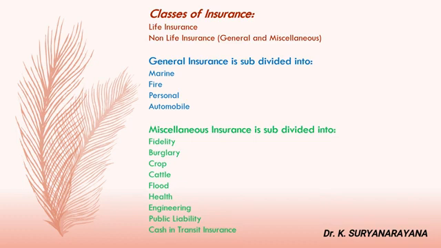Instrumental for capital formation. Insurance companies collect the idle savings of the people in the form of insurance premium and invest them in shares and debentures of companies and government securities. Thus, savings are diverted towards productive ventures. Thus, insurance companies act as a catalyst for capital formation.